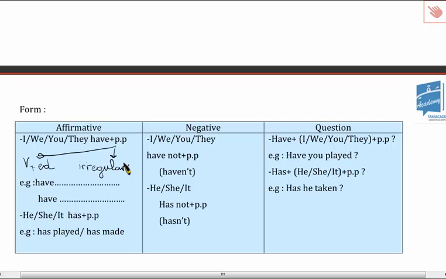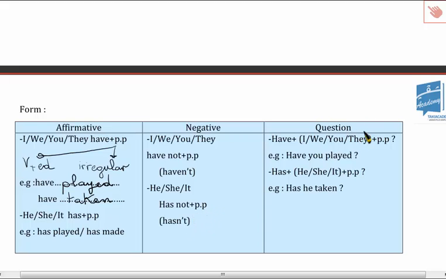So I can say have played, have taken. With he, she and it, I use has plus past participle. For example, has played, has made. In its negative form, with I, we, you and they, you will use have not or its short form haven't plus past participle. He, she and it has not or hasn't plus past participle.